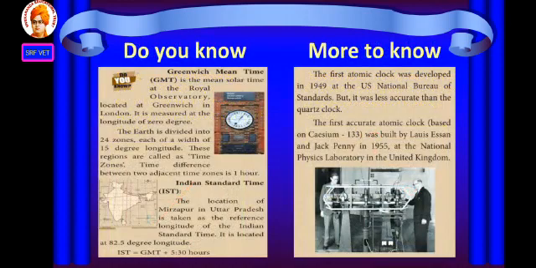Then more to know, the first atomic clock was developed in 1949 at the US National Bureau of Standards, but it was less accurate than the quartz clock. The first accurate atomic clock was built by Louis Essen and Jack Parry in 1955 at the National Physical Laboratory in the United Kingdom. Okay, students, clear?